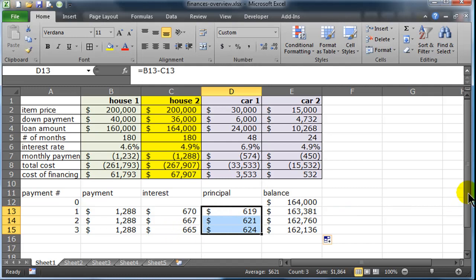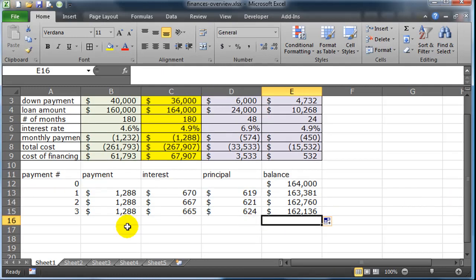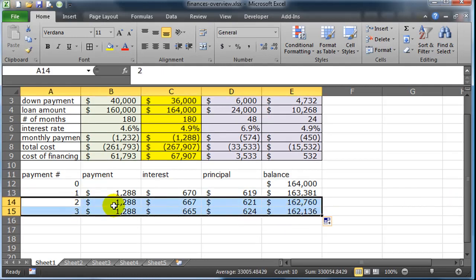Now that I've got this going, I can autofill farther. Now check this out though. I'm going to actually select 2 rows here.